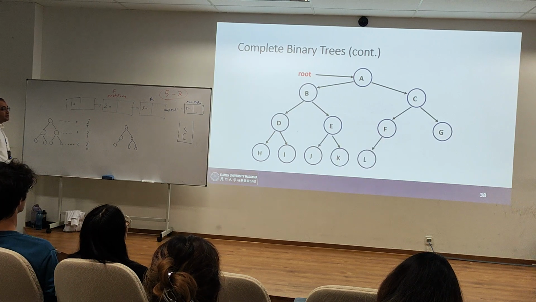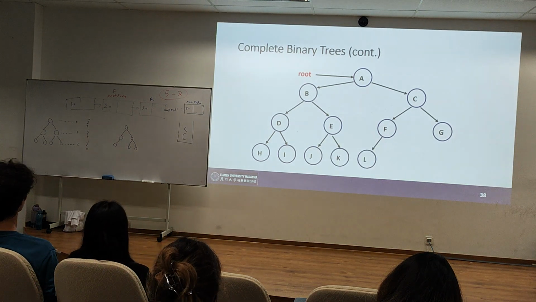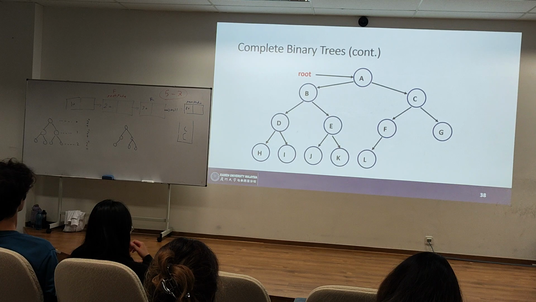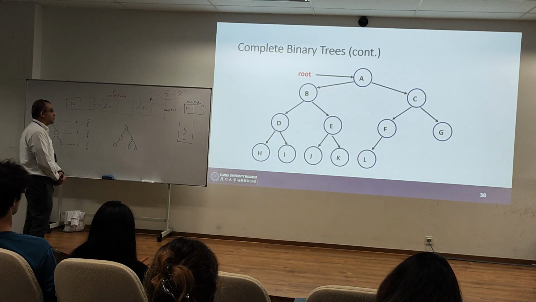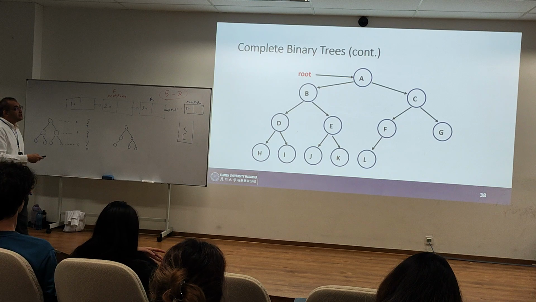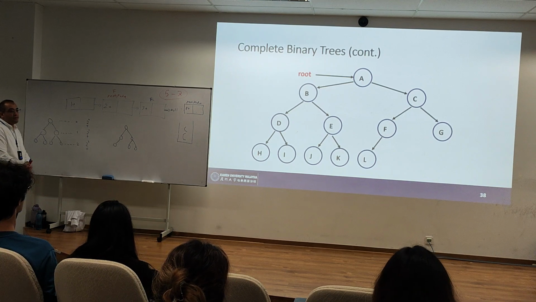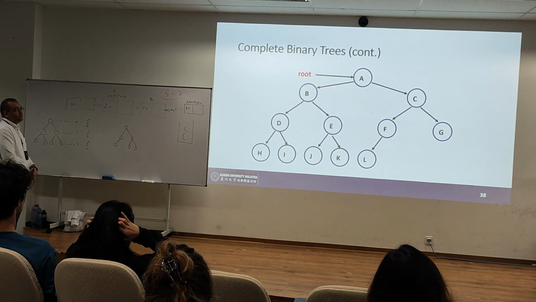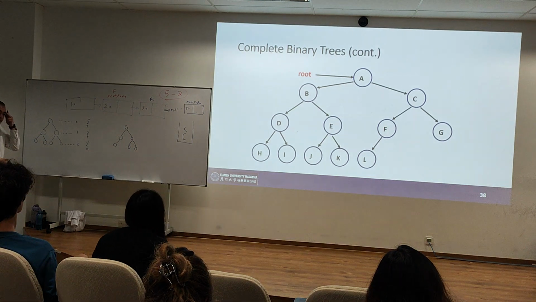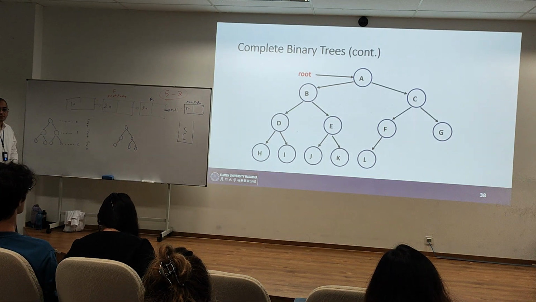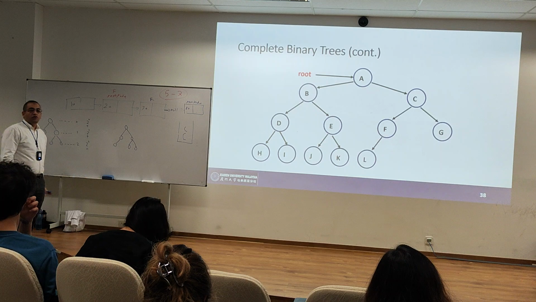Is this complete? It's not complete. Why not complete? Because the second child of F is missing. No, that one is full. I'm asking complete. Don't mix between them. That's one full binary tree. This is a complete binary tree. We are talking about complete binary tree. Let's go through the rule again.